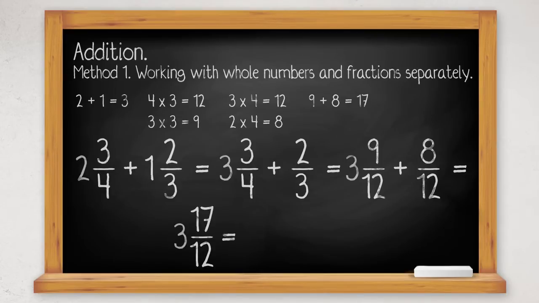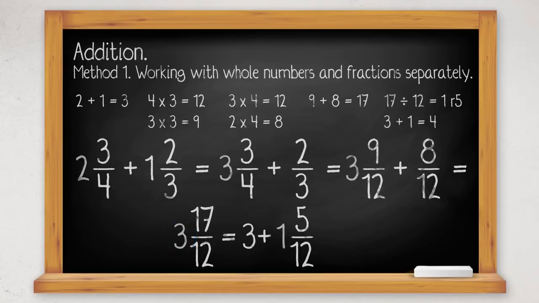We have an improper fraction which we change to a mixed number separately. 12 goes into 17 once, remainder 5. So 17/12 is 1 5/12. We also have the 3 whole ones which we add on to the 1. So the final answer is 4 5/12.